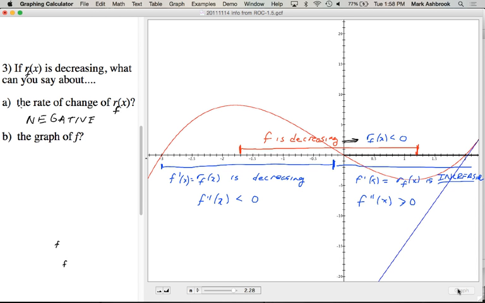So what can we say about the graph of F if the rate of change is decreasing? If the rate of change is decreasing, what can we say about the graph of F? It's this side over here. As x increases, the graph is turning down, right? It's bending downward. Whether it's going up or going down, whether F is increasing or decreasing, it's turning down the whole time whenever the rate is decreasing. And that's when the rate of the rate is negative.